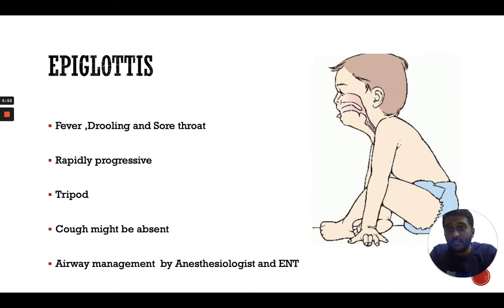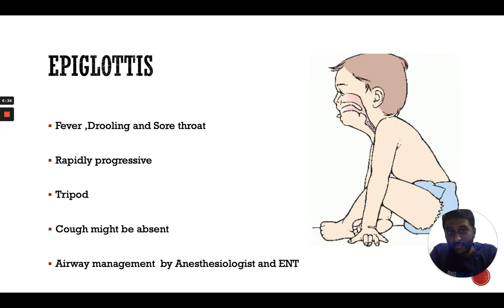Okay. Next is epiglottitis. It's a very rare condition now because of vaccination, and it's a very severe illness. If you suspect epiglottitis, these patients should be managed in resus. They usually present with very high fever. The child looks unwell. They can have drooling because they're not able to swallow their saliva because it's painful. They could have a sore throat. It's also very rapidly progressive. The child might be well in the morning, and suddenly in the afternoon they are very unwell.